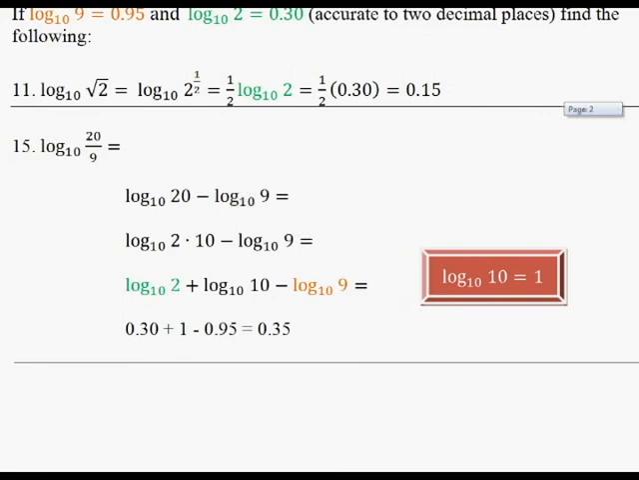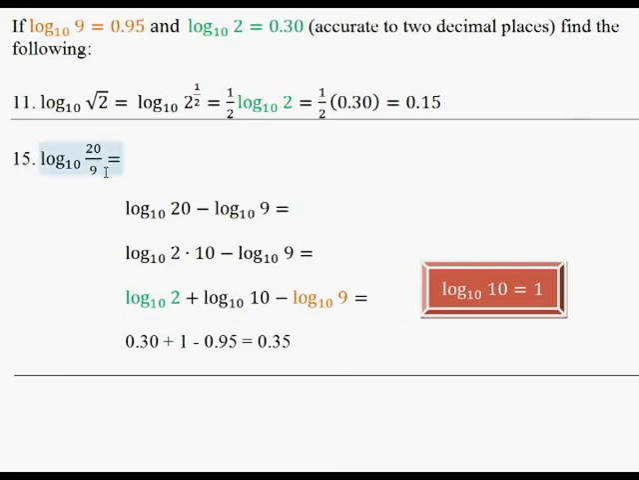On the next one, I'll leave those up there, log base 10 of 20 over 9. This is a quotient, so it's going to be the log base 10 of 20 minus log base 10 of 9, which is what is written right here. Now, log base 10 of 20 is really the log base 10 of 2 times 10.